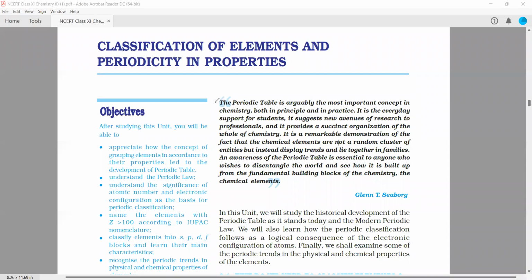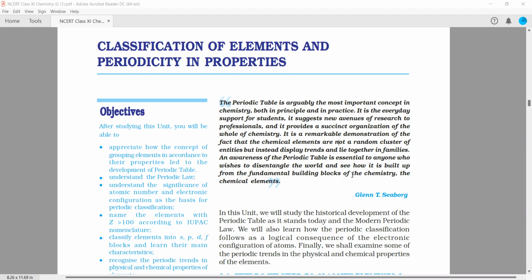So hello everyone. In this video lecture, I'm going to explain the NCERT book chapter. I think this is chapter number 3, and it is about the classification of elements and periodicity in properties. So this is the PDF of the book, as you all know. I'll be explaining each line of this book so that it will be easy for you to understand.